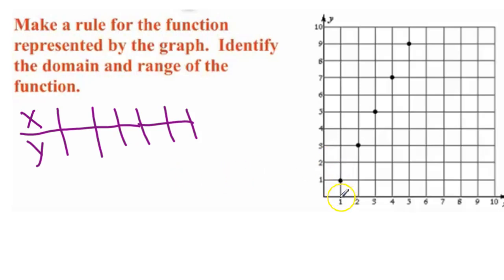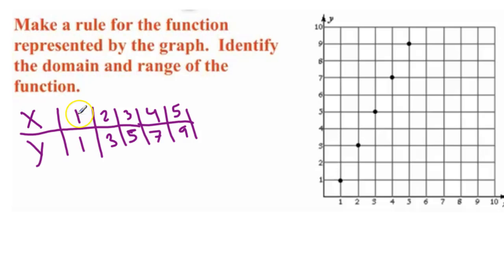The first point, the x is 1 and the y is 1. This point, x is 2, and I have to go up 3. So 2, 3. The next point, 3, 5. So x was 3, y is 5. Now we got 4, 7. So x was 4, y was 7. The last one, x is 5. I go all the way up to 9. So 5 and 9.